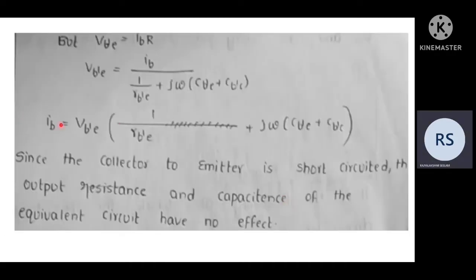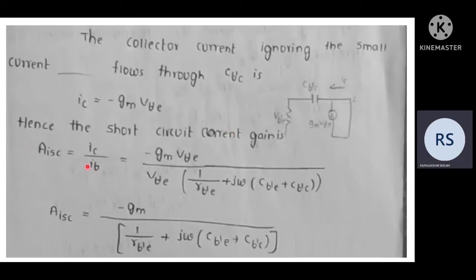So we already have the IB value. We have to replace this value in the place of IB, and IC we replace with this term, so that AISC equals minus gm by (1 by RB'E plus j omega (CB'E plus CB'C)).